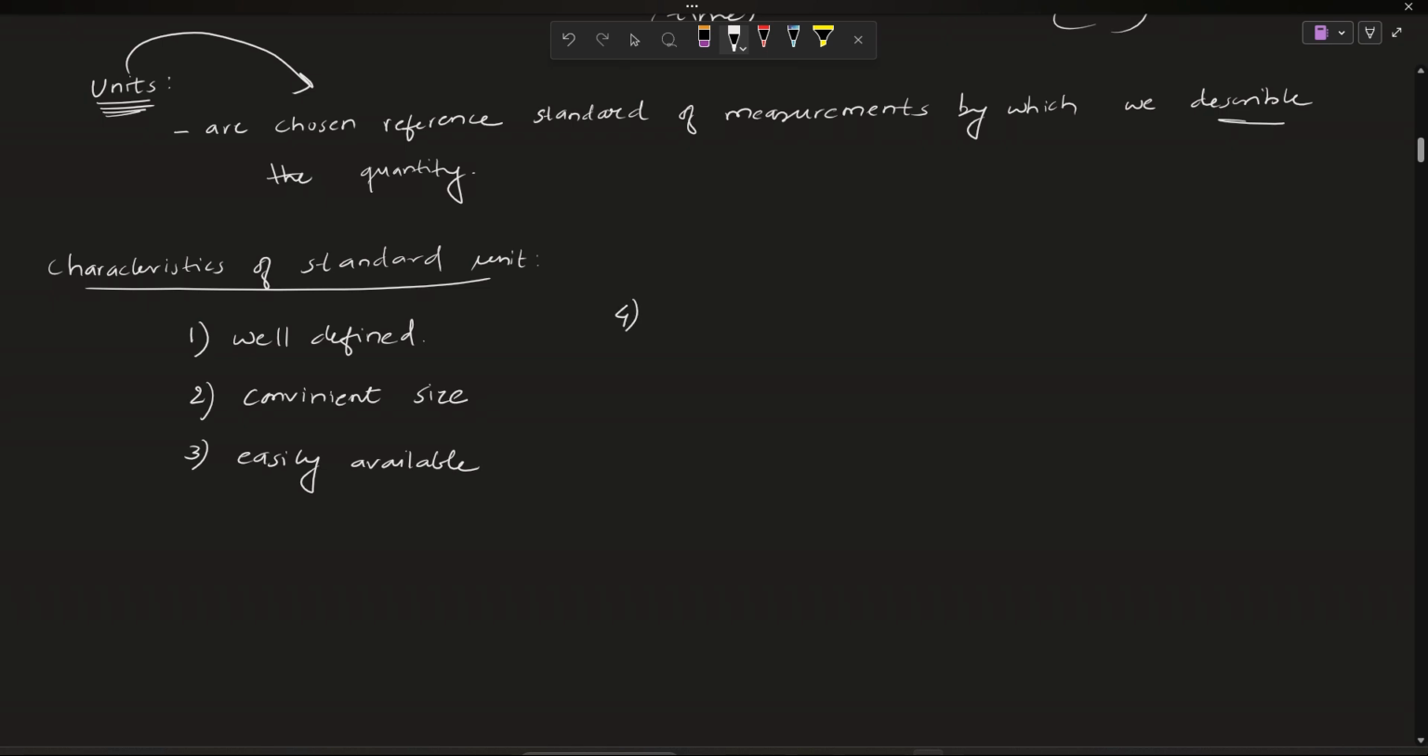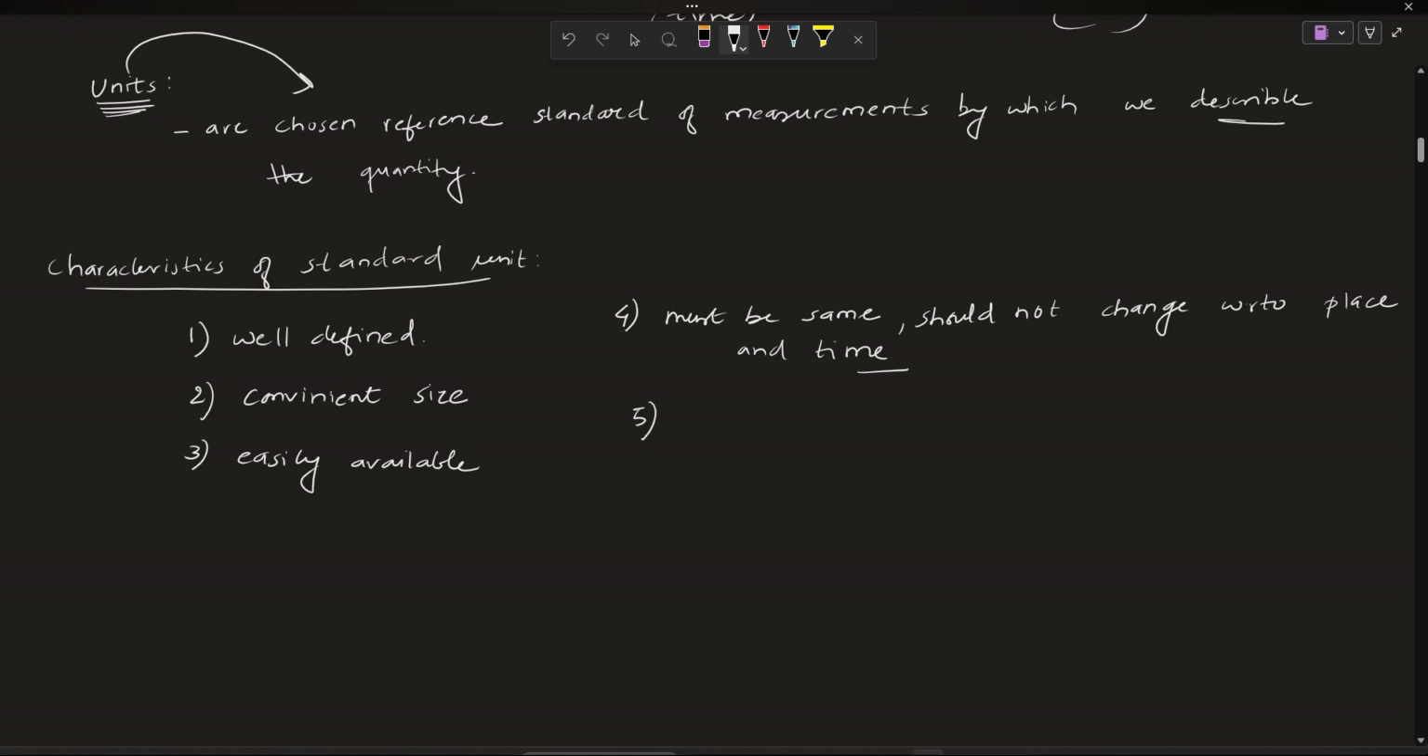Fourth thing, it must be the same and should not change with respect to place and time. Like अभी 1 kg का मतलब some sort of unit. It should not be like 1 घंटे के बाद वो 1 kg बदल गया. It should be same throughout. It should not change with respect to time and neither with respect to place. मतलब in India the value of 1 kg should not be different from the value of 1 kg in Europe. It should be same throughout.